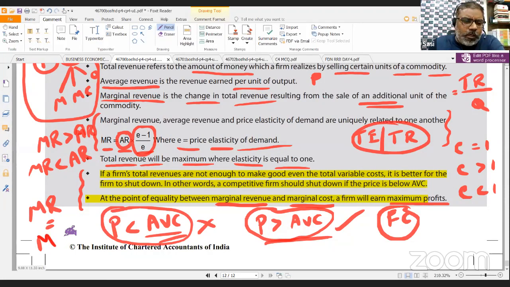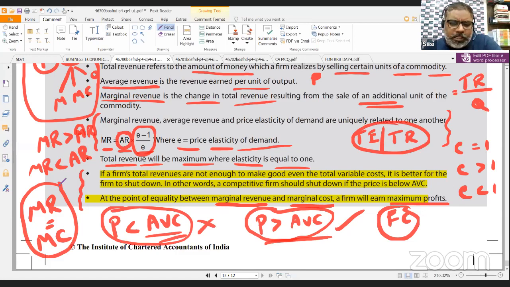Marginal revenue where it is equal to marginal cost, that is the place, that is the equilibrium point for a firm where it can earn maximum profit. That is the level of activity which a firm should operate. What level of activity a firm should operate, if anybody asks, then it should be at a place where marginal revenue is equal to marginal cost. These are the 2 points to be noted, very crucial points. What are those? One is, a firm should shut down if the price is less than average variable cost. 2, a firm makes maximum profits when marginal revenue is equal to marginal cost.